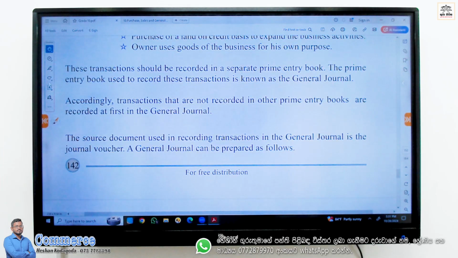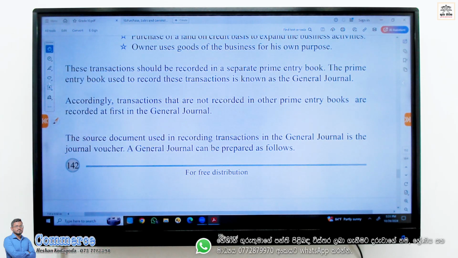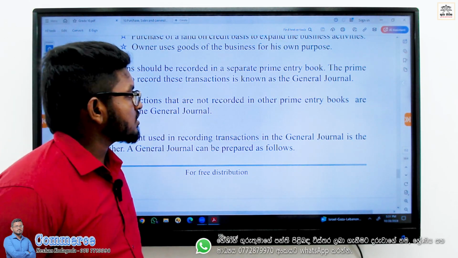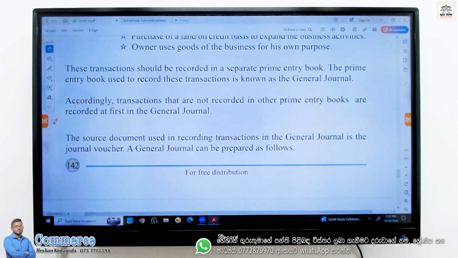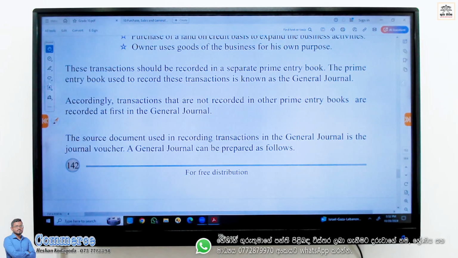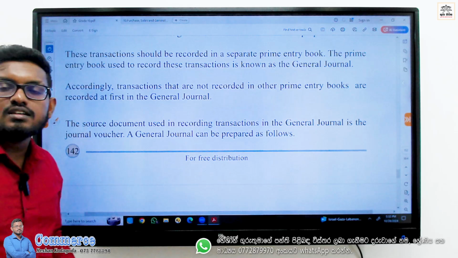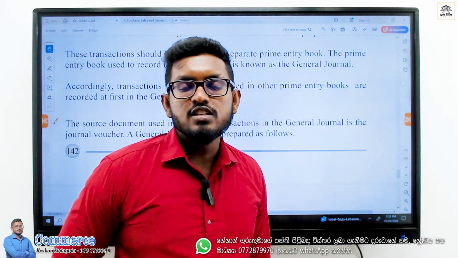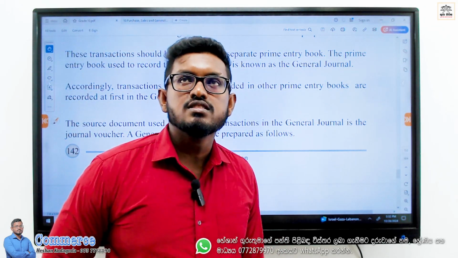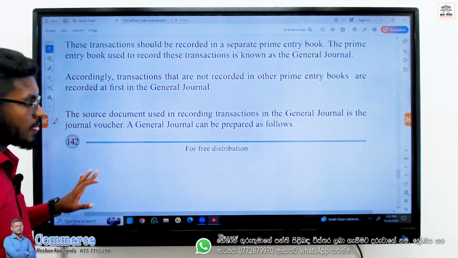These transactions should be recorded in a separate prime entry book. The prime entry book used to record these transactions is known as the general journal. Accordingly, transactions that are not recorded in the other prime entry books are recorded here first. The source document used for recording transactions in the general journal is the journal voucher. The journal voucher can be prepared as follows. What is the source document relevant to recording transactions in the general journal? Journal voucher, right?